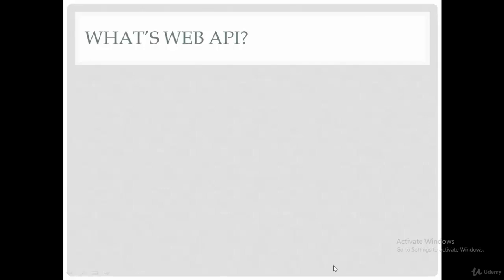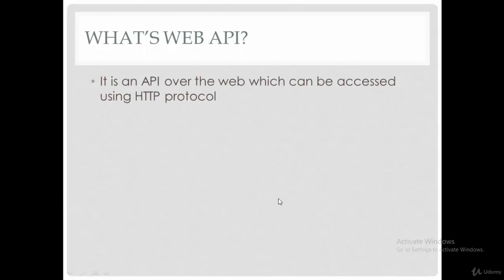Hello everyone. In this video, we are going to talk about what is a web API. At first, what is a web API? A web API is an API over the web which can be accessed using the HTTP protocol. So, any function that you can call using the HTTP protocol remotely is called a web API. This web API can be written using PHP, ASP, JSP, or any server-side programming language.